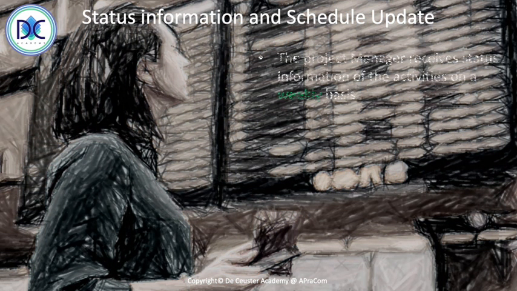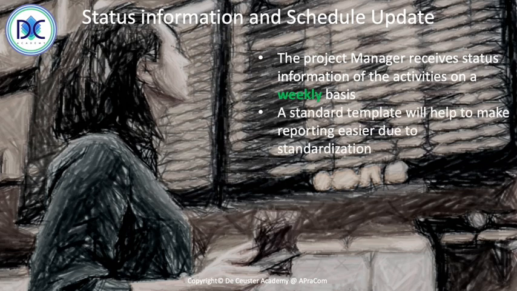When we look at the project, we started with the planned start and finish dates. Once we start working on the project, the project manager will provide updates on the situation. One of those updates is about the actual start and finish times of activities, or the schedule information. Standard templates will make reporting easier.